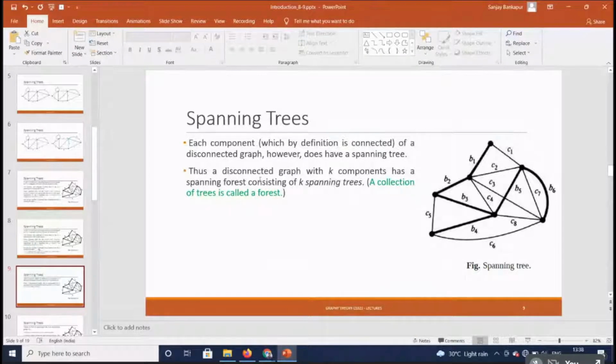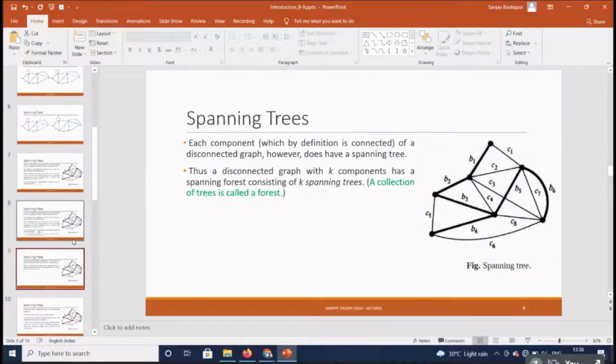So there's a disconnected graph with k components. As I said, any number of components. A disconnected graph with k components has a spanning forest consisting of k spanning trees. A collection of trees is called a forest. That's where the word forest is derived from.